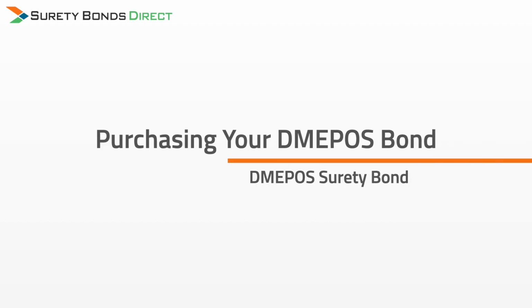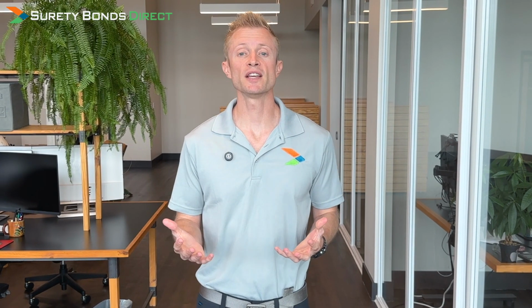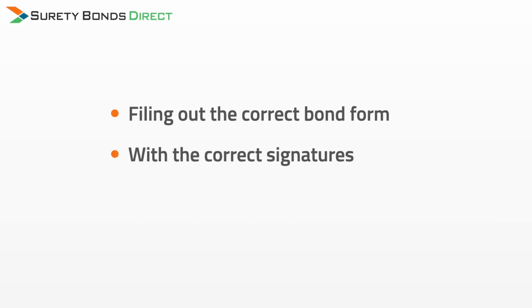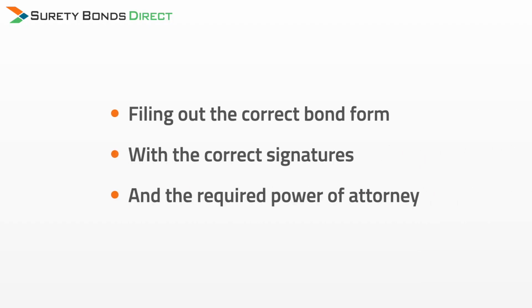Purchasing your DMEPOS bond. Once you agree to the price, purchasing the bond is as easy as filling out an online checkout form. Once your payment is processed, our bond issuance team will get to work on preparing your bond with all the appropriate information, including filling out the correct bond form with the correct signatures and the required power of attorney. The CMS will accept a copy of the bond, which means that we can email it to you to speed the process up. If you want a physical copy of the bond, we can mail it to you. Of course, that will take a few days for shipping.